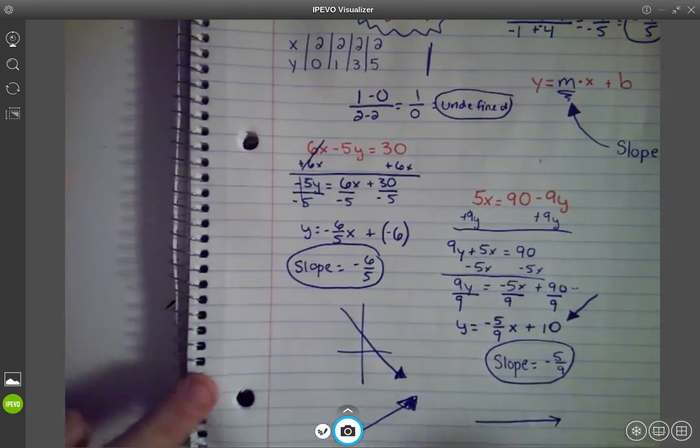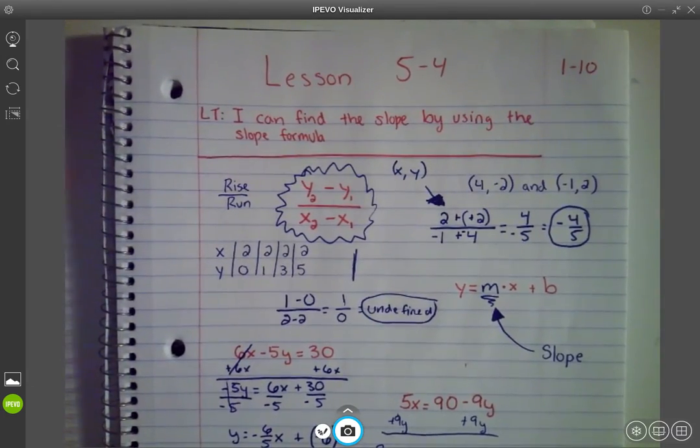Again, you're doing problems 1 through 10. I have my Zoom open all day. Please Zoom with me if you need any help at all.